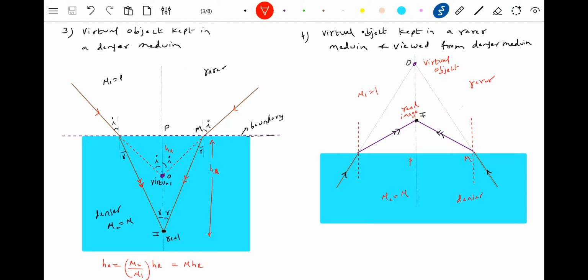So now what is the real height? The real height is this one. Apparent height is this one. So therefore, what we can write here, apparent height is equal to mu 1 by mu 2 into HR, or HR by mu. So what is the conclusion now?